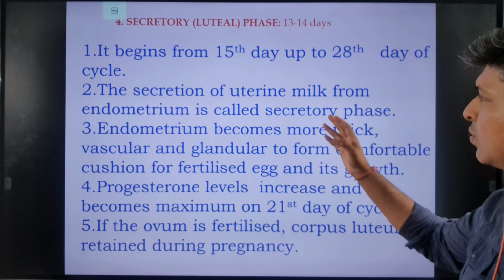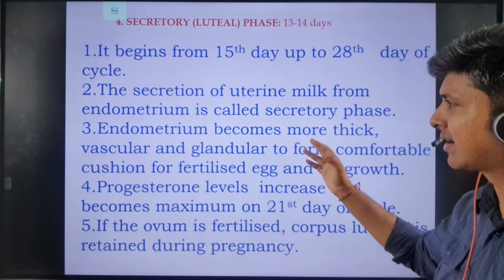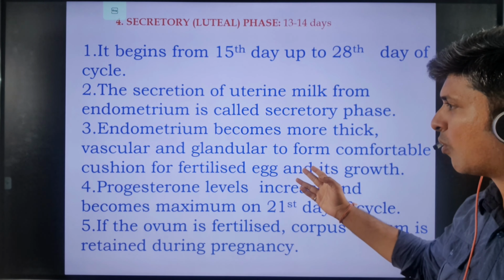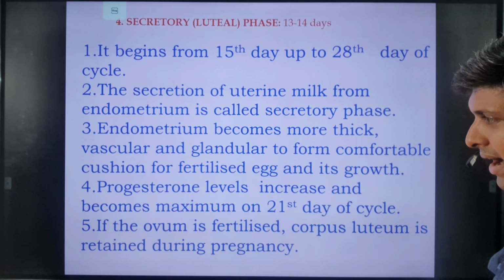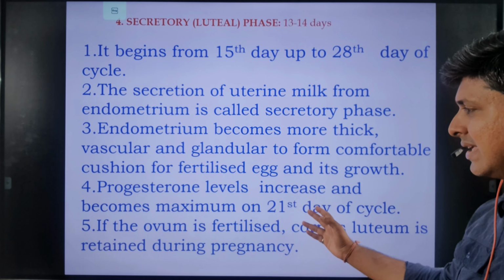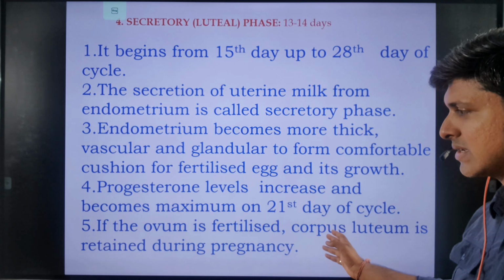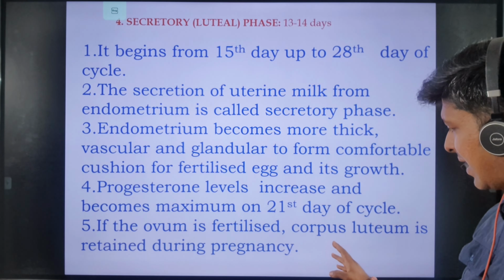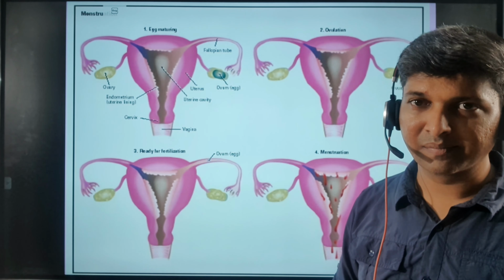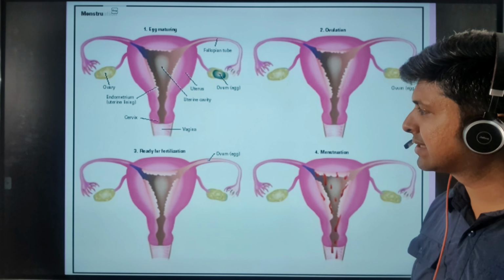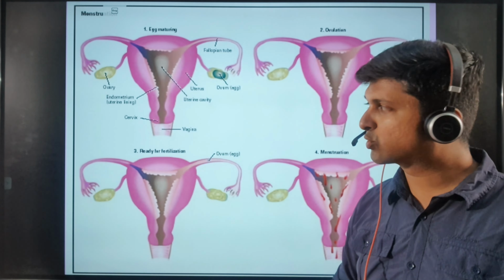Now, the secretion of uterine milk from the endometrium is called the secretory phase, and the endometrium becomes more thick, vascular and glandular to form a comfortable cushion for the fertilized egg and its growth. Progesterone levels increase and become maximum on the 21st day of the menstrual cycle. If the ovum is fertilized, the corpus luteum is retained during pregnancy. Okay, so this is the menstruation.